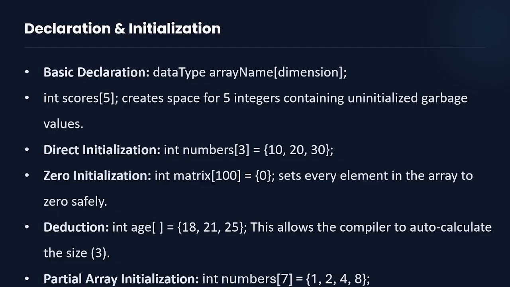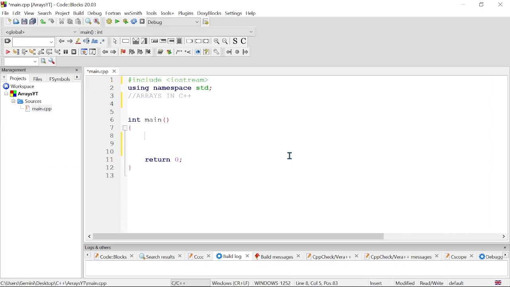All right, so let's go into our IDE and have some practical examples on arrays. First thing we are going to look at is the structure, which we already know to be the data type of the array, the array's name, square braces, then the size of the array or the dimension. So this is the basic structure of an array.